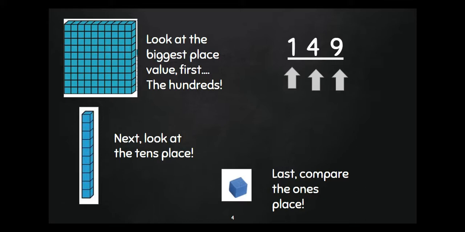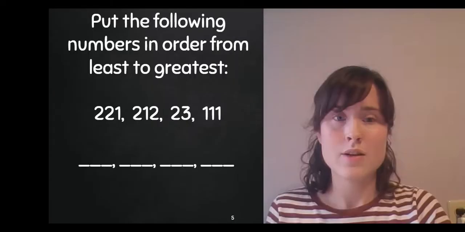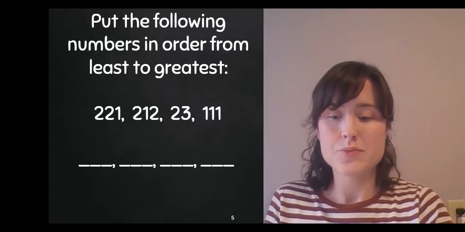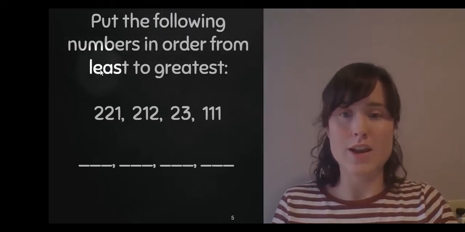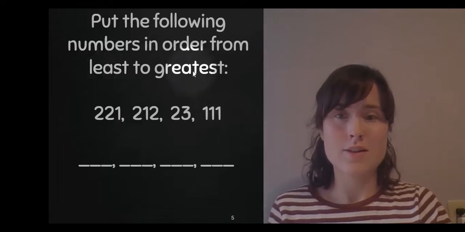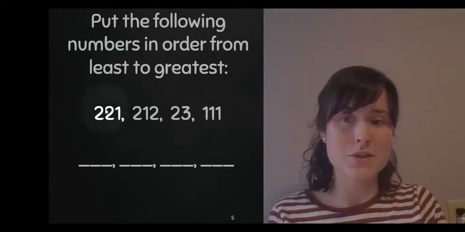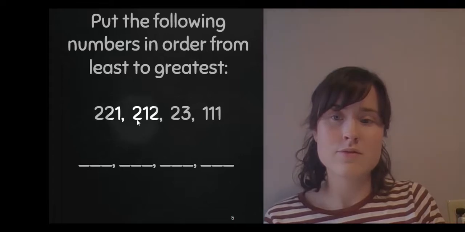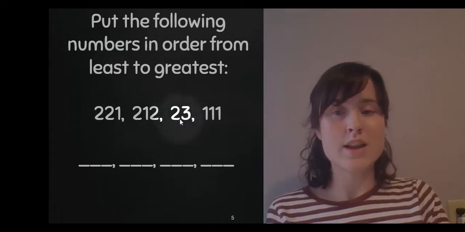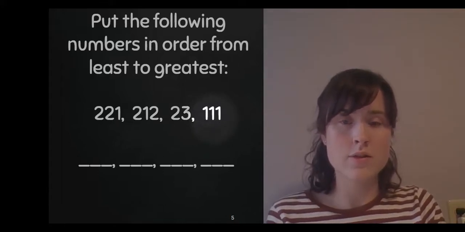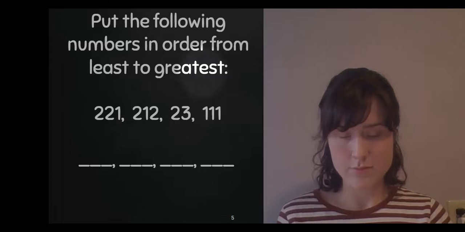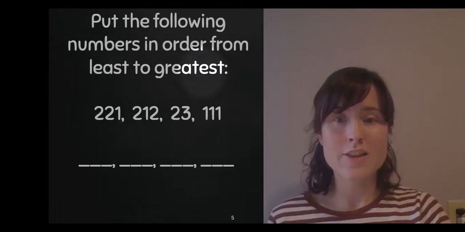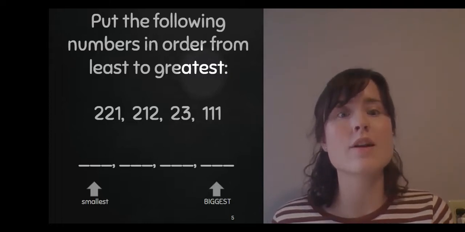So you'll hear me talking about those place values a lot today as we decide what order to put our numbers in. So here's our first challenge. It says, put the following numbers in order from least to greatest. Let's go ahead and read those numbers the first grade way: 221, 212, 23, and 111. What does it mean to put the numbers in order from least to greatest? Good. That means we want to put our smallest value first and our biggest value last.